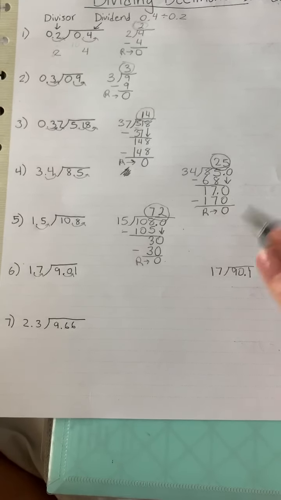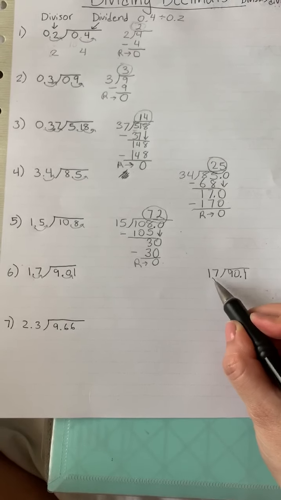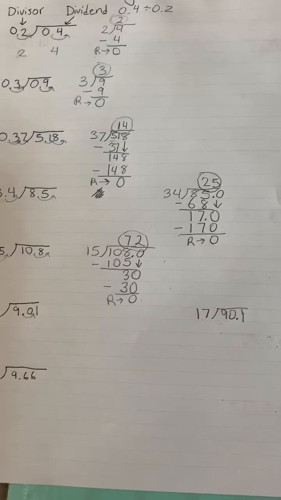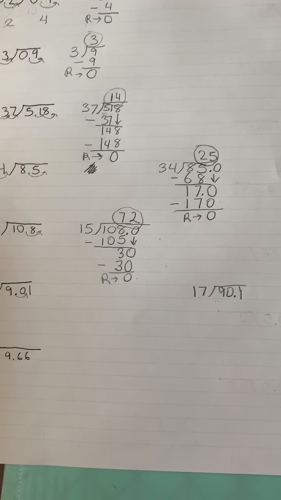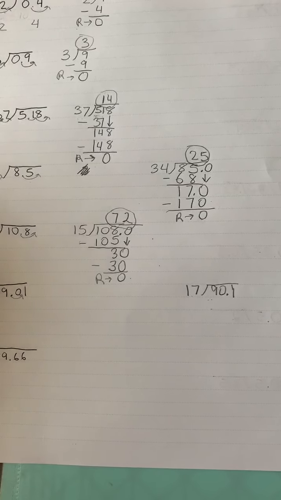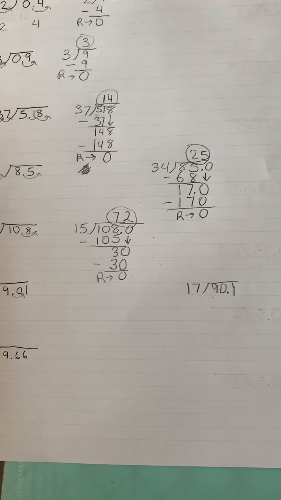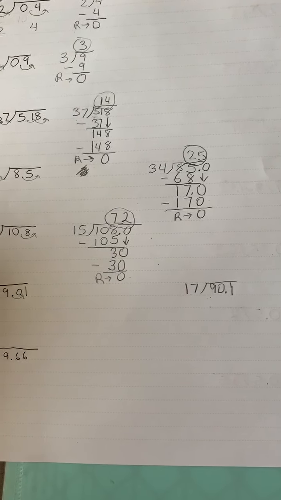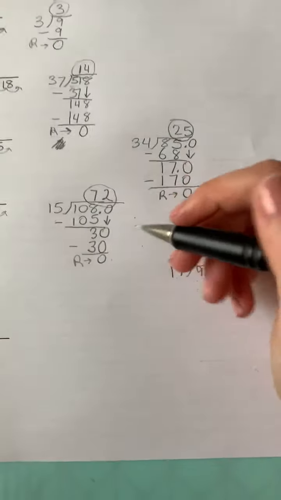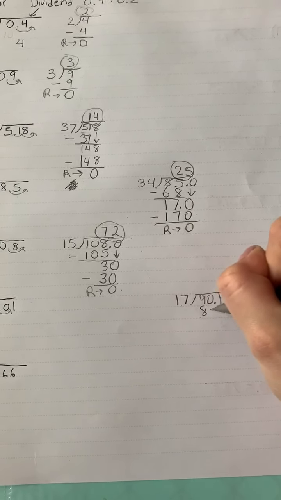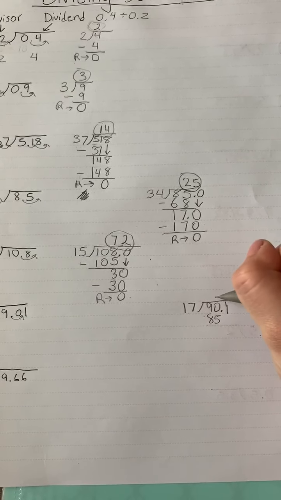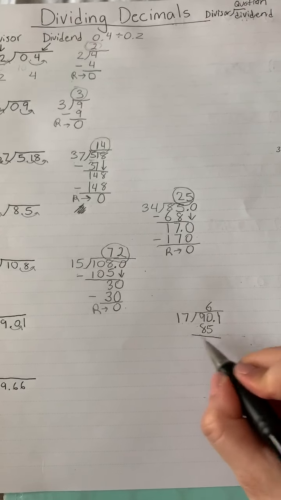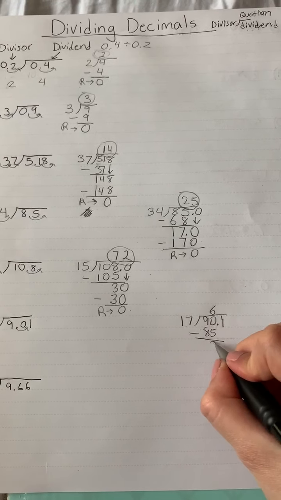So 90.1. Does 17 go into 9? No, it can't. Can 17 go into 90? Yes, it can. So let's do 17 times 6 is 102. That's too much. We went past 90. 17 times 5 is 85. So that's just under 90. 85, and we did it 5 times. So 17 times 5 is 85. 90 minus 85 is 5.